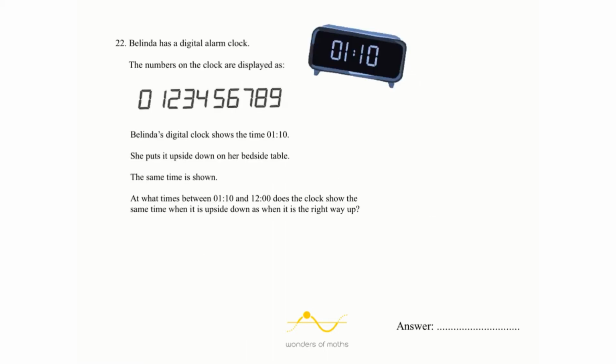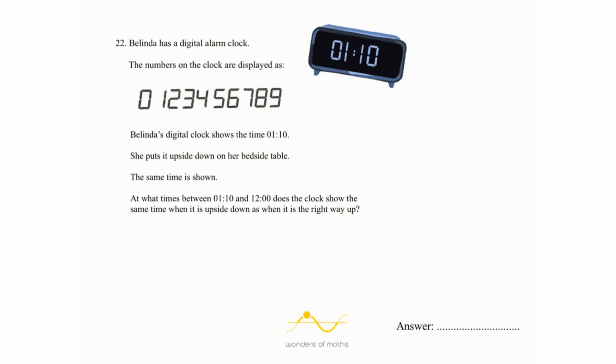Consider this question. Belinda has a digital alarm clock. The numbers on the clock are displayed as 0, 1, 2, 3, 4, 5, 6, 7, 8, and 9. Belinda's digital alarm clock shows the time 1:10. She puts it upside down on her bedside table, and the same time is shown. At what times between 1:10 and 12 does the clock show the same time when it is upside down as when it's the right way up?